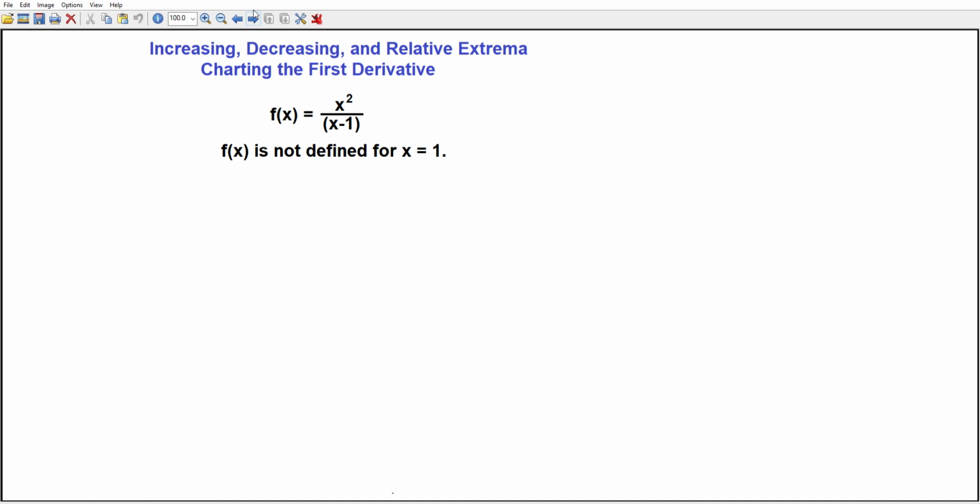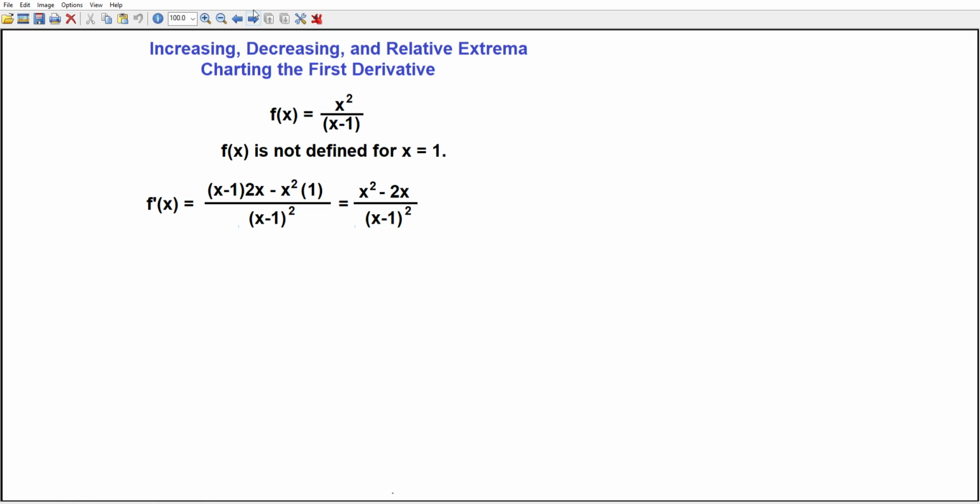We begin by calculating the derivative of f of x, and we use the quotient rule. So f prime of x is the denominator, x minus 1, times the derivative of the numerator, 2x, minus the numerator, x squared, times the derivative of the denominator, 1, over the denominator, x minus 1 squared. We simplify the numerator, and it looks like x squared minus 2x.